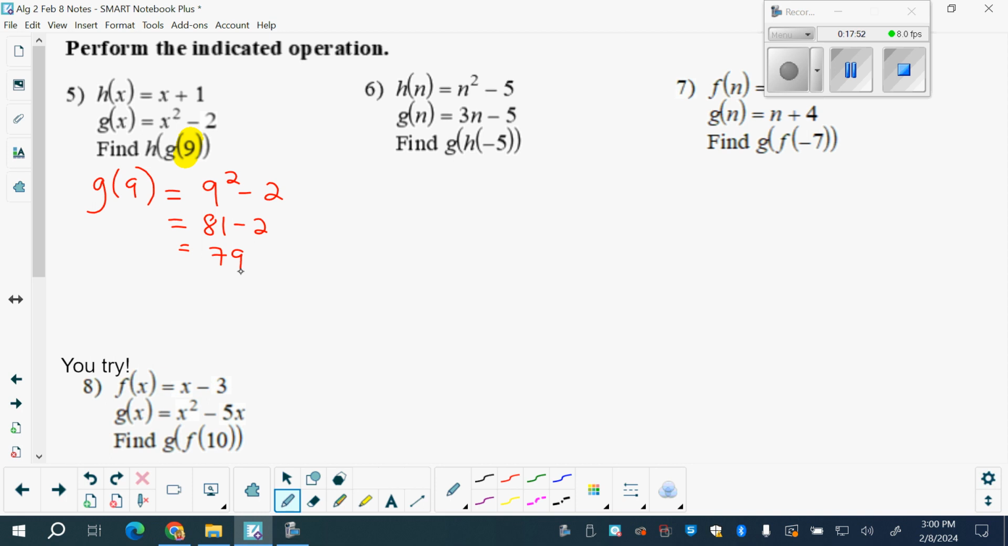Now this is where it's different. This is h composed of g of 9. So now we want to take the h of 79. That's what that notation means. We're going to take the 79 and put it into the h function. First I found my g of 9 inside out. Did that make sense? So now I take that 79 and put it into my h function. That's going to be 79 plus 1, or 80.